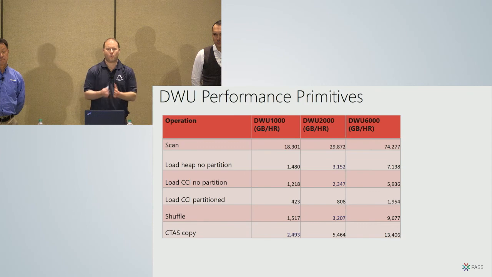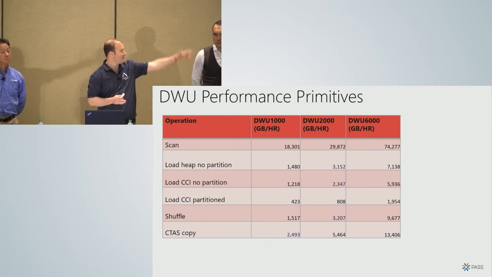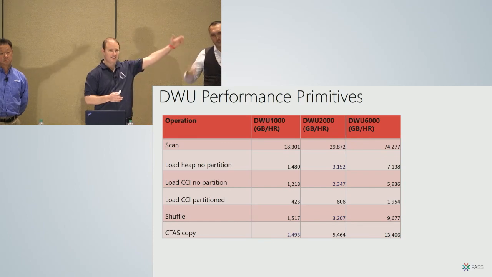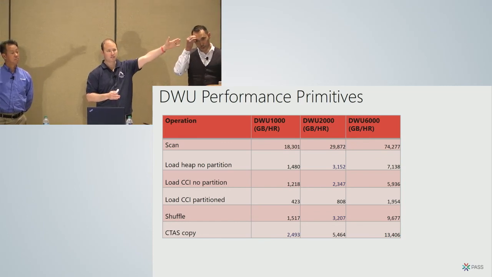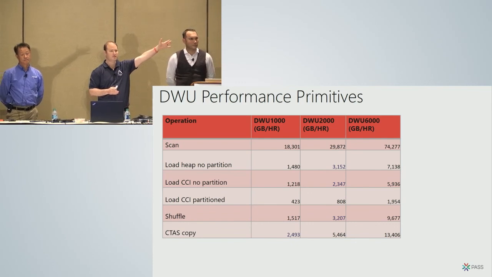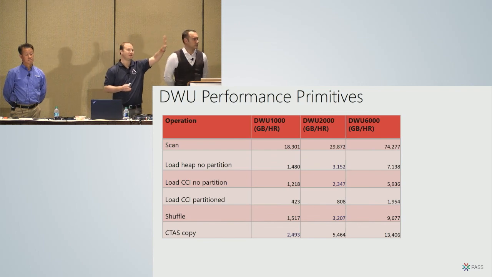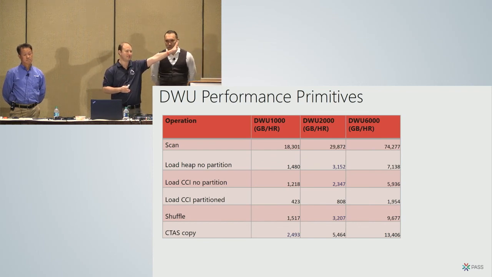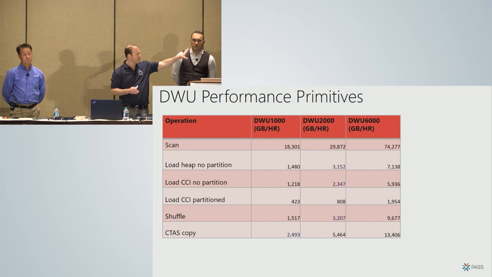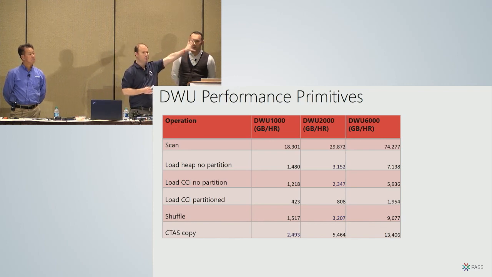So what can I do with this? Well, let's look at the load heap, no partition. You can see this fairly linear progression between DW 1000, DW 2000, DW 6000, right? We've done this basic testing for you. You can see the linear progressions there. But what this also helps with, in terms of guidelines, is a little bit around some of these operations and sizing.